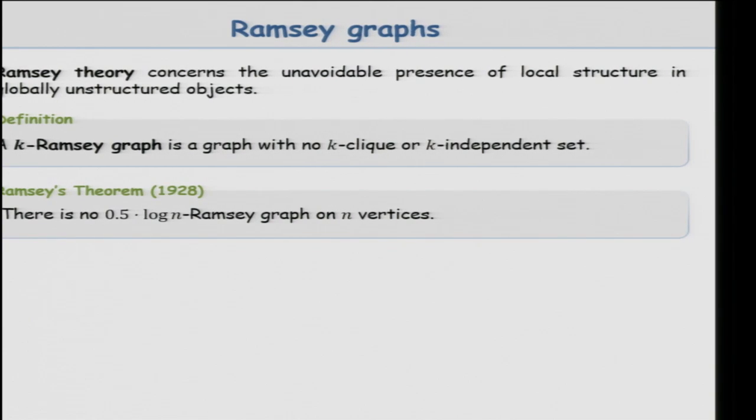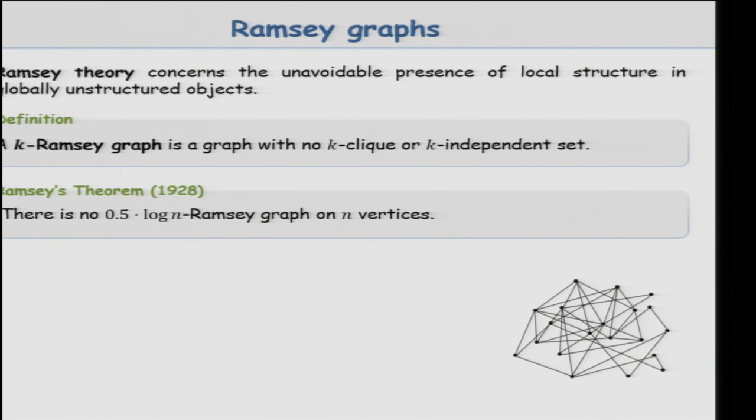Okay. So for example, here is some graph, and you can always find in this graph a subset of the graph such that the induced graph is either a clique or an independent set. In this case, it's an independent set. I think it's much larger than half log n in this case.